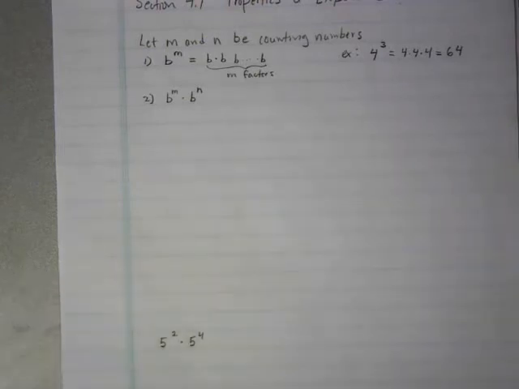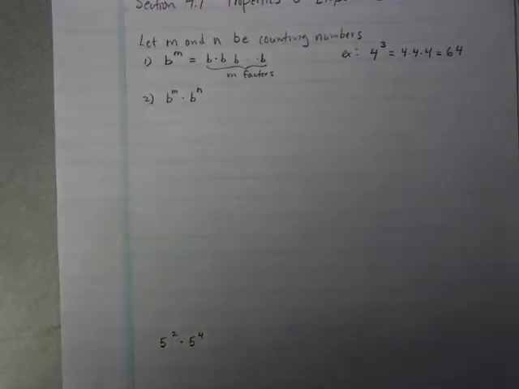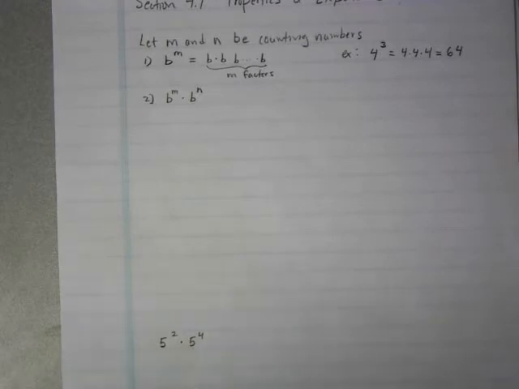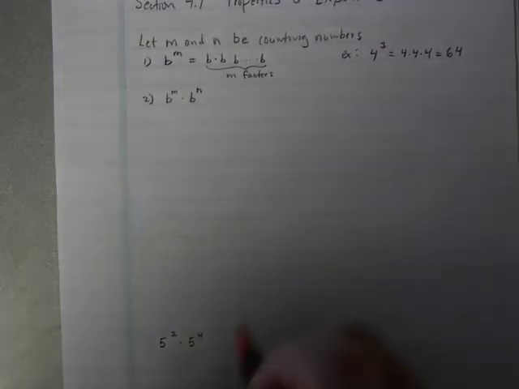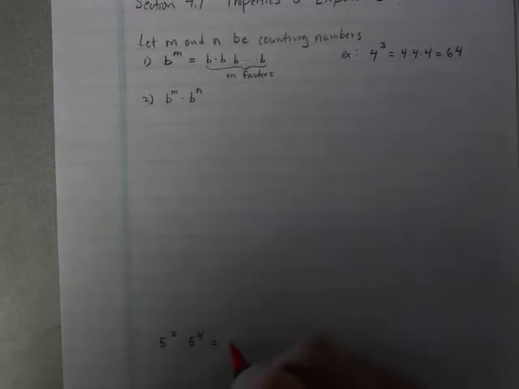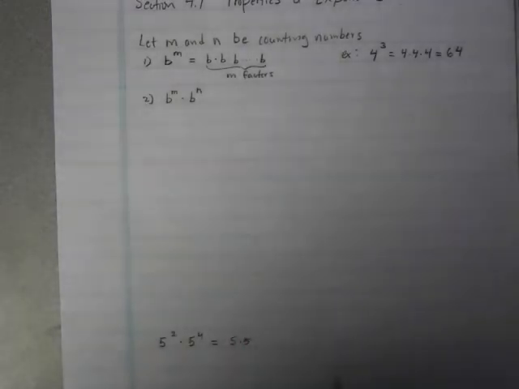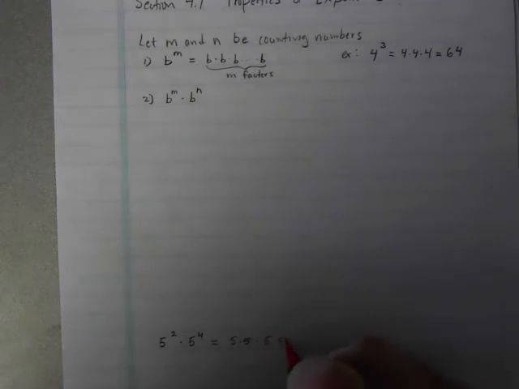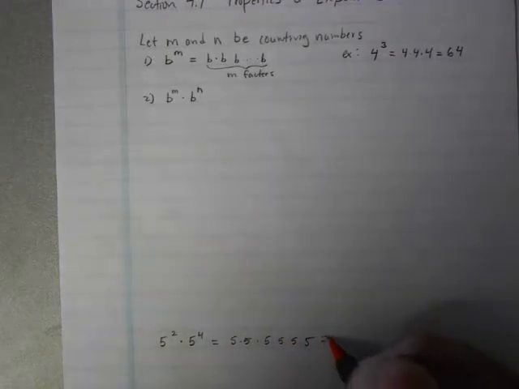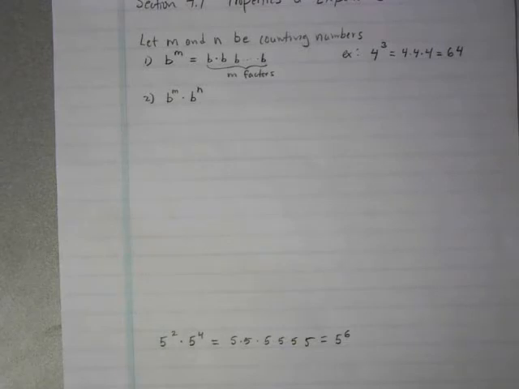If I ask students what this is, about half the class will tell me it should be 5 to the 8th, and half will tell me it should be 5 to the 6th. A small portion might say it should be 25 to the 6th, and a small portion 25 to the 8th. Well, here's what it is. 5 squared means 5 times 5. On the other hand, 5 to the 4th means take 4 of them. So I have 5 multiplied by itself 6 times. That's 5 to the 6th.